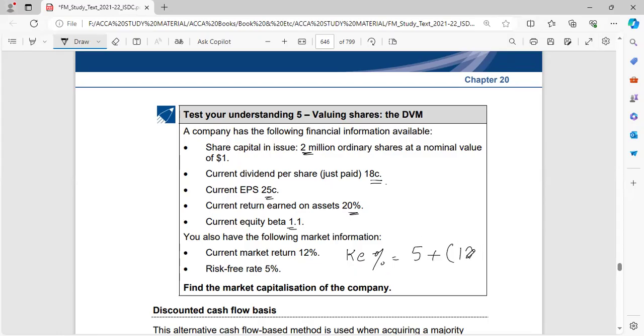5 plus 12 minus 5 into 1.1. So 7 into 1.1 plus 5, 12.7%.